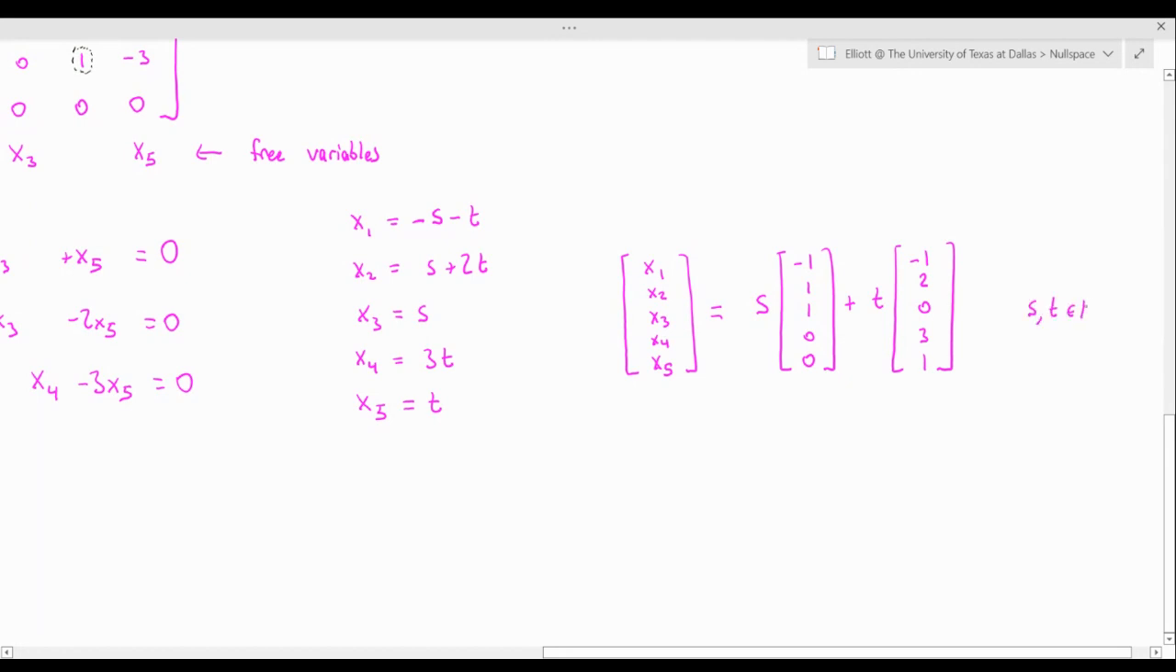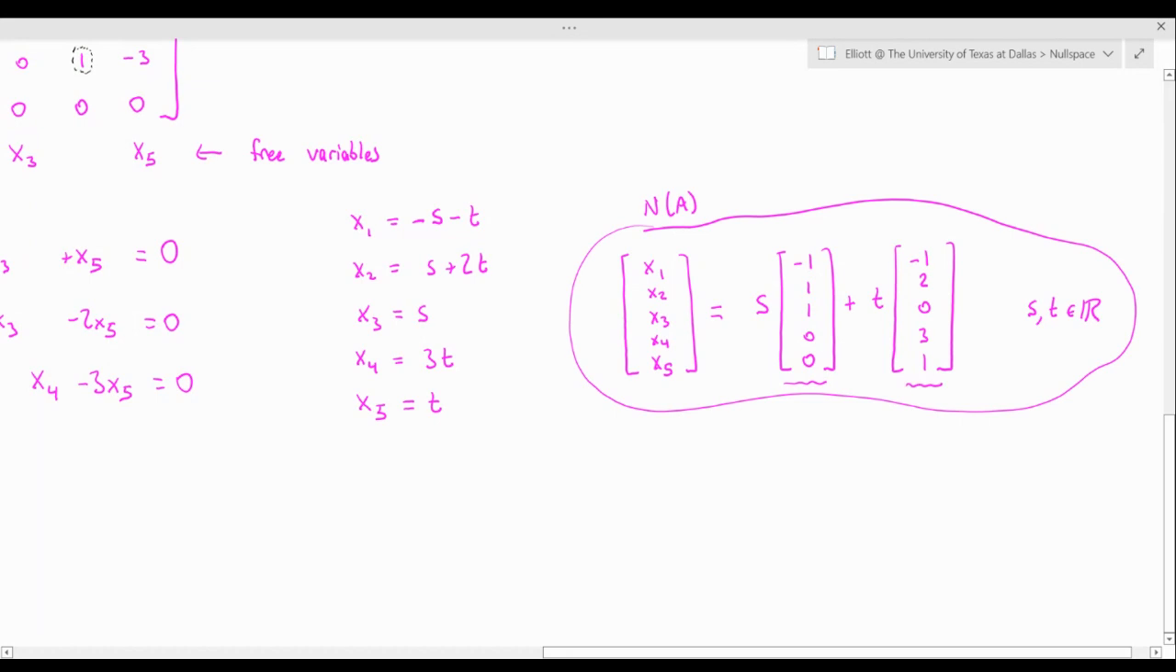s and t can be any real number. So here your null space is the set of all linear combinations of these two specific vectors. And then in terms of span, you could say that it was the span of those two vectors. So the span of (-1, 1, 1, 0, 0) and (-1, 2, 0, 3, 1). Okay.